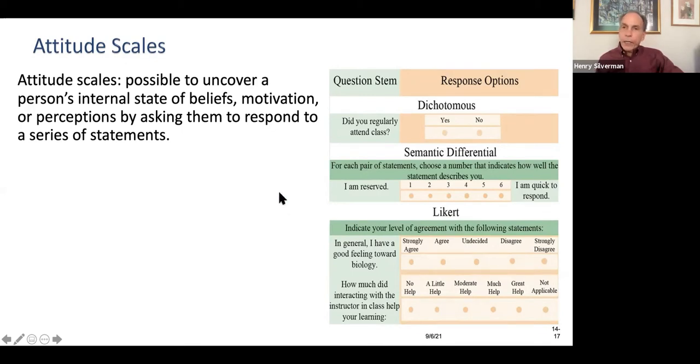Okay, we have on the right a dichotomous scale: do you regularly attend class? Although that question is not really an attitude. Then: for each pair of statements, choose a number that indicates how well the statement describes you. And so you have a scale from 1 to 6.